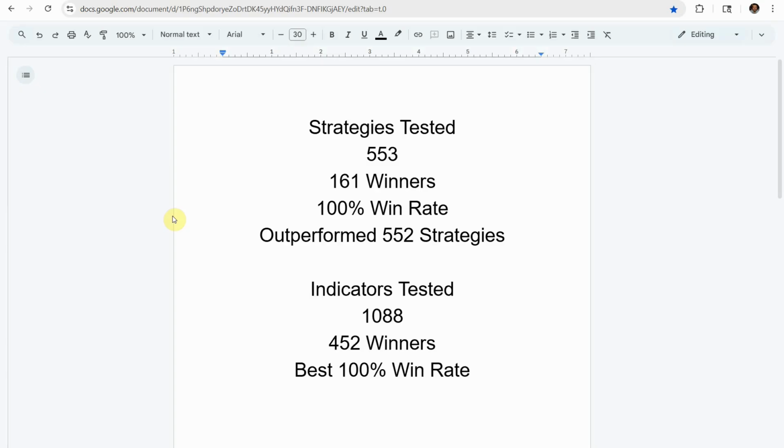Alright, as I said, today we will be testing a smart money concepts indicator. Before we do though, I wanted to put the testing scoreboard up for everyone to see. So to date, we have tested a total of 553 different strategies. The best one so far was able to achieve a 100% win rate. That was achieved using the Academy of Forex indicator to trade the crypto scalping strategy that I'll mention in this video on a live trading account.